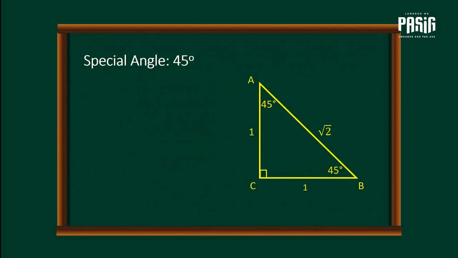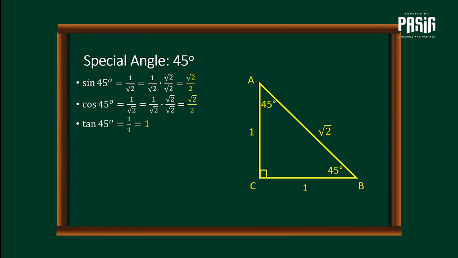And for special angle 45 degrees, we will use the side ratio of the 45, 45, 90 triangle, which is 1 is to 1 is to the square root of 2. For sine 45 degrees, we have 1 over the square root of 2, or when rationalized, the square root of 2 over 2. Cosine 45 degrees is equal to 1 over the square root of 2, or the square root of 2 over 2 when rationalized.